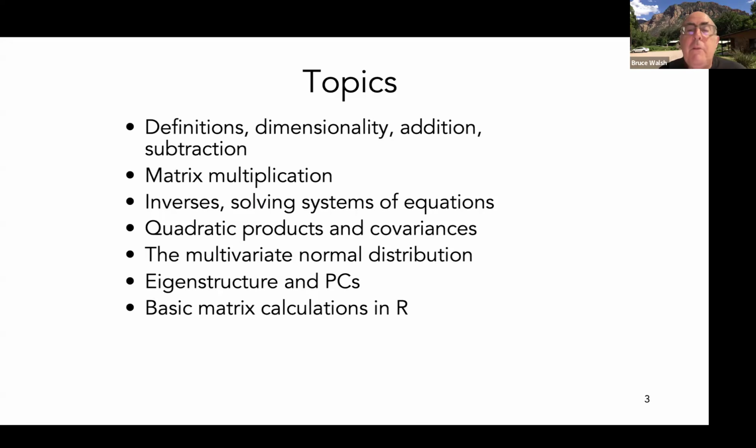Matrices arise in breeding because we're trying to solve sets of equations. You may not see the sets of equations, but under the hood, someone set up a set of equations and you're trying to solve for them. We'll talk about quadratic products and covariances. These allow us to do things like estimate the variance of a selection index. Then we'll talk about eigenstructure, that is eigenvalues, eigenvectors, and principal components. Throughout, I'll scatter some basic matrix calculations and show you how they're done in R. I won't go through them, but I'll show you basically how simple they are to do.